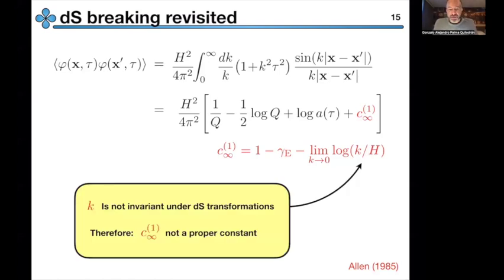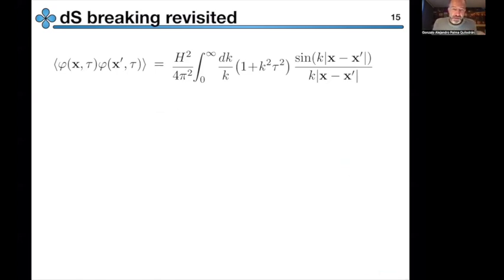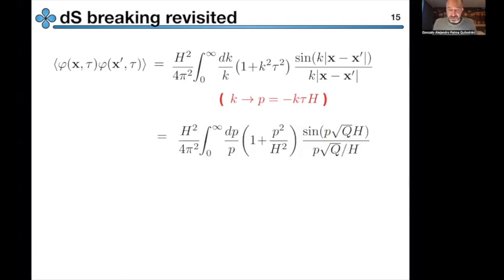Now there is a catch. In fact, comoving momenta is not invariant under de Sitter transformations, and this means that this constant is actually not a proper constant. In a way, it hides some dependence on the spacetime coordinates. How can that be? Well, let's take a step back and let's do something very simple to this integral. Let's just do a change of variables. Instead of working with k, let's integrate on this new variable p, which is just proportional to k in that form. So if you perform that change of variables, then this is the integral that you will find.